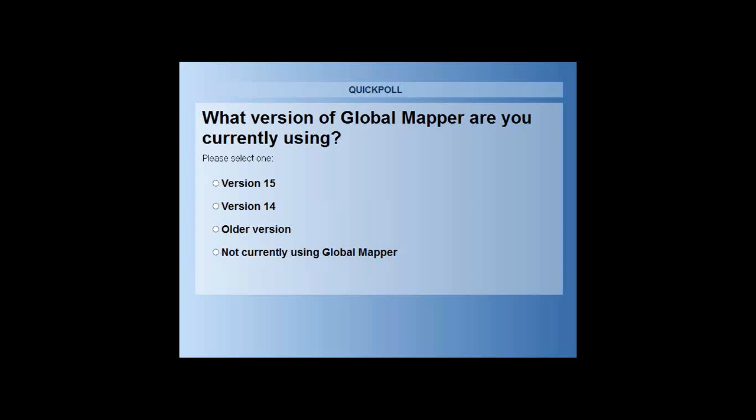We can see the results coming in. It looks like, wow, it's going back and forward between 15 and 14. It looks like most of you actually have updated to 15 already. That's great. So quite a few still on 14, a few of you on older versions, and as of right now, 6 or 7% of you have told us that you're not currently using Global Mapper.